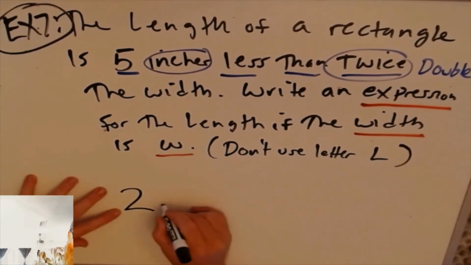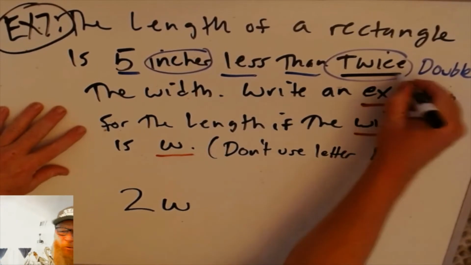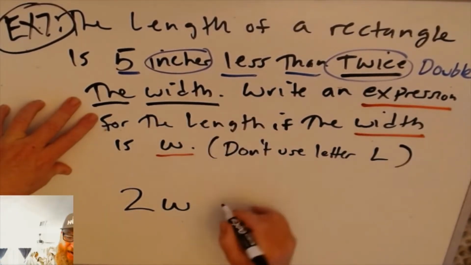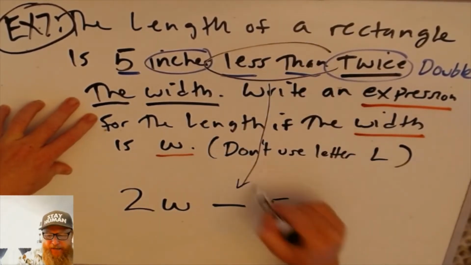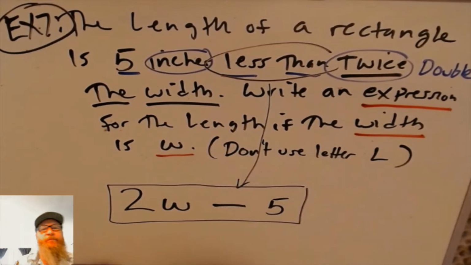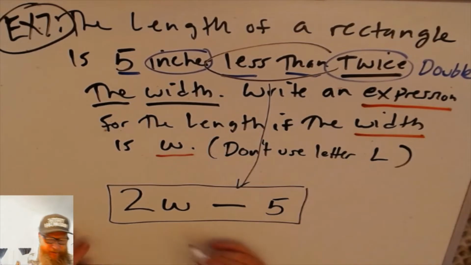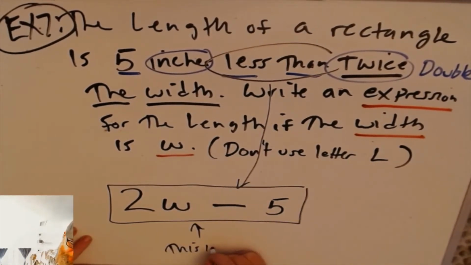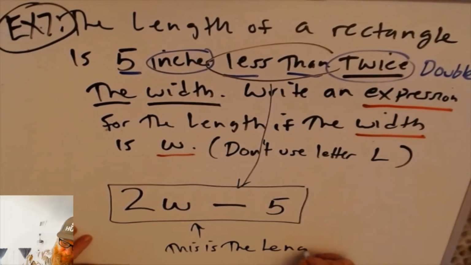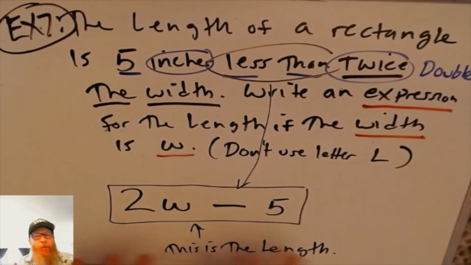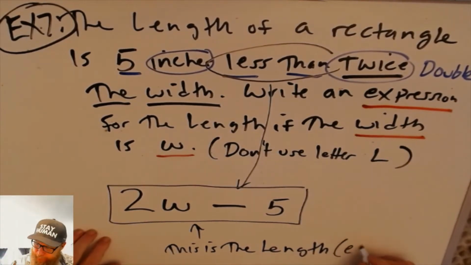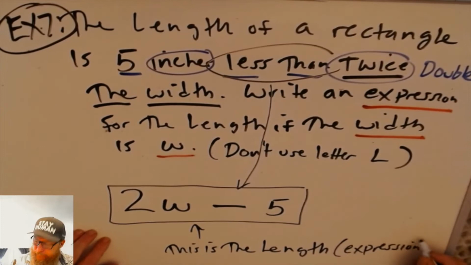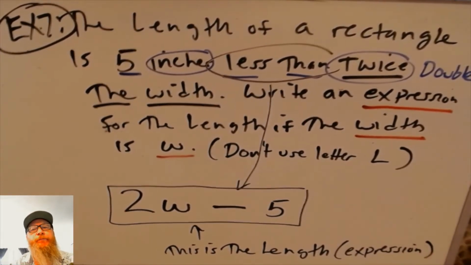So 2W, because it's twice the width. And then less 5. Less than means subtract. So this is an expression for the length. I don't want to say L, because if I say L, then I'm making an equation, not an expression. Expression for the length.